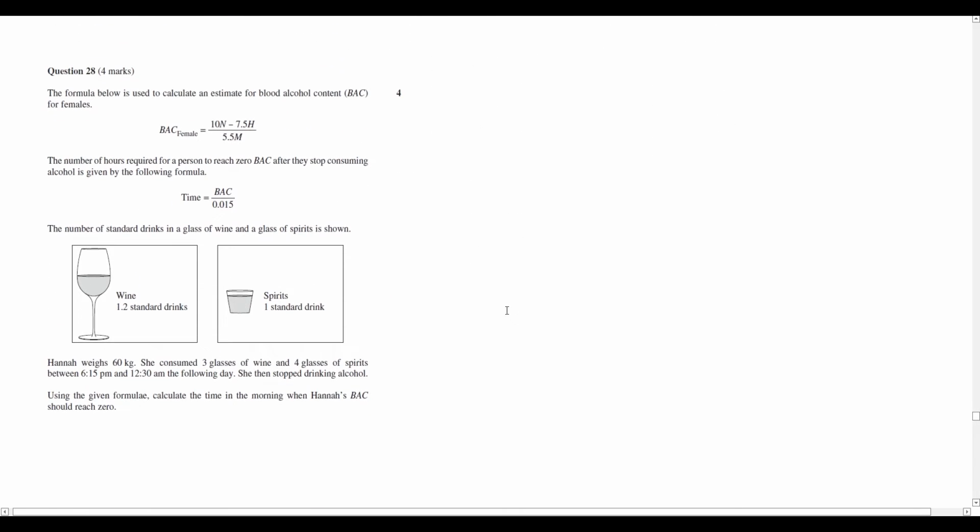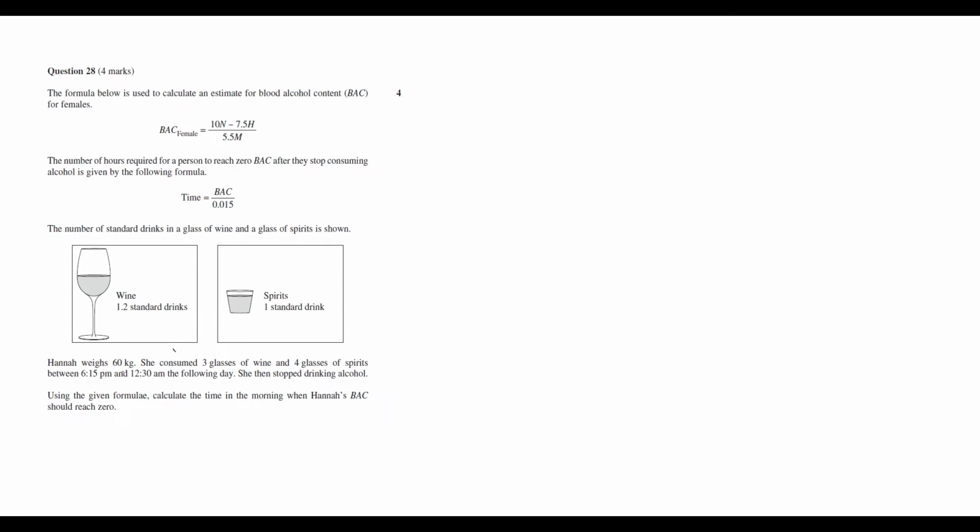Okay, question 28. The formula below is used to calculate an estimate for the blood alcohol content, BAC, for females. So the number of hours required for a person to reach 0 BAC after they stop consuming alcohol is given by the formula time equals BAC divided by 0.015. So the number of standard drinks in a glass of wine and a glass of spirits is shown. So wine is 1.2 standard drinks and spirits is 1 standard drink.